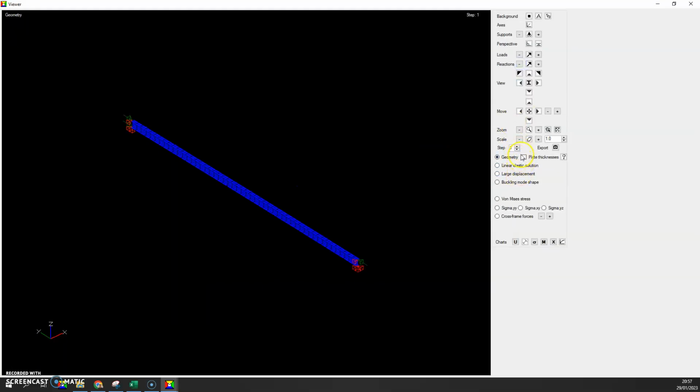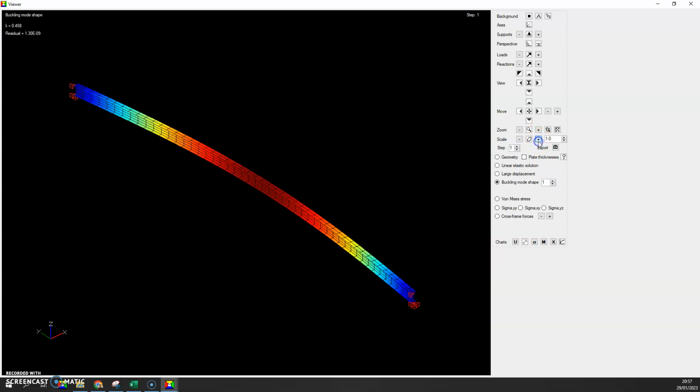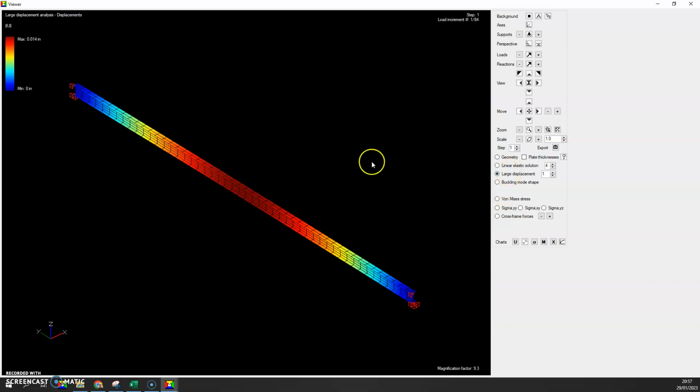So we have here the column. You can see how the load is applied. So we have a uniform compression. We can look at the buckled shape, and of course, as you would expect, it is buckling in the minor axis, and you can see here the eigenvalue is equal to 0.46.